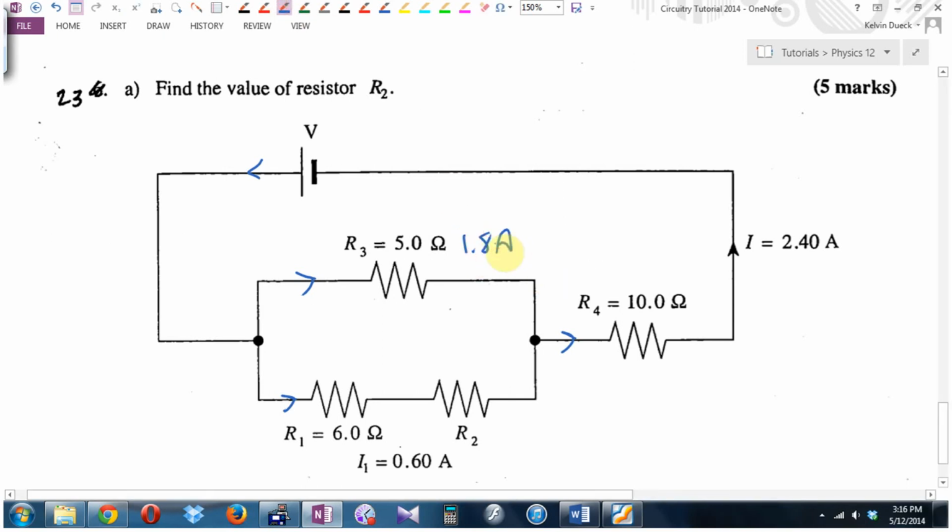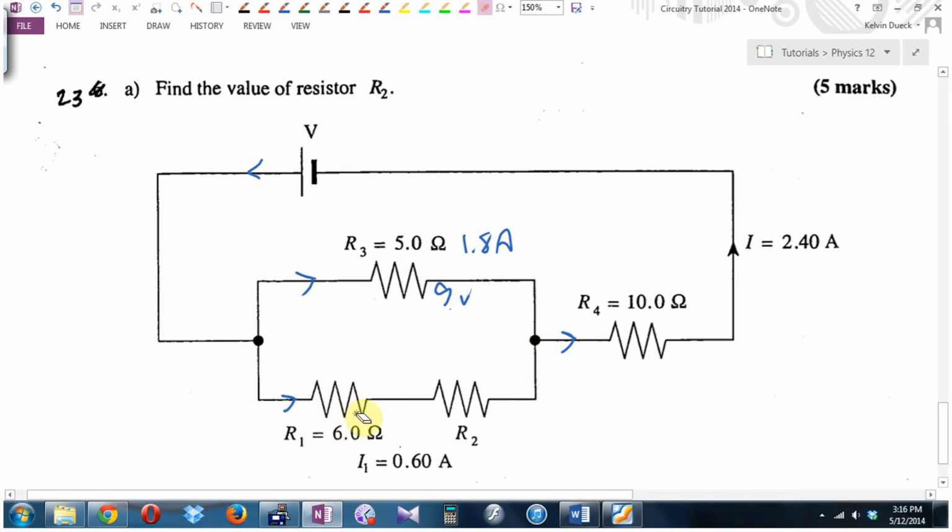Ooh, I now know 2 things. What else do I know in that R3? Voltage. So can someone go I times R? 1.8 times 5. I think it's 9 volts. How's that help? How many volts do I lose going through here? 9. How many volts must I lose going through here? 9. I must, right? Because we can shake hands and meet up.